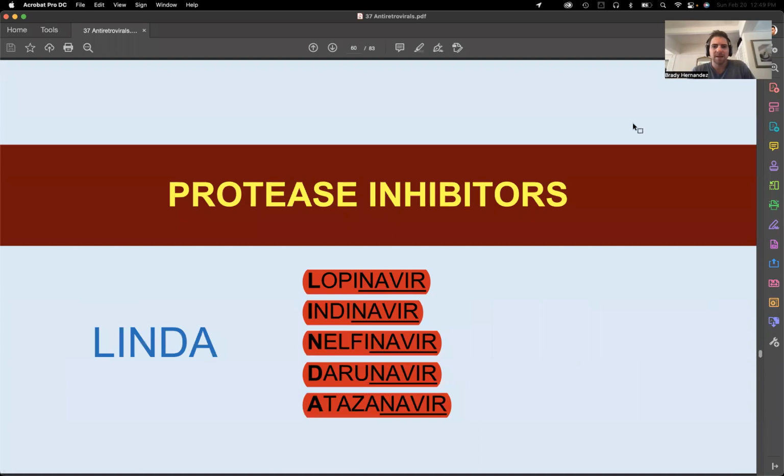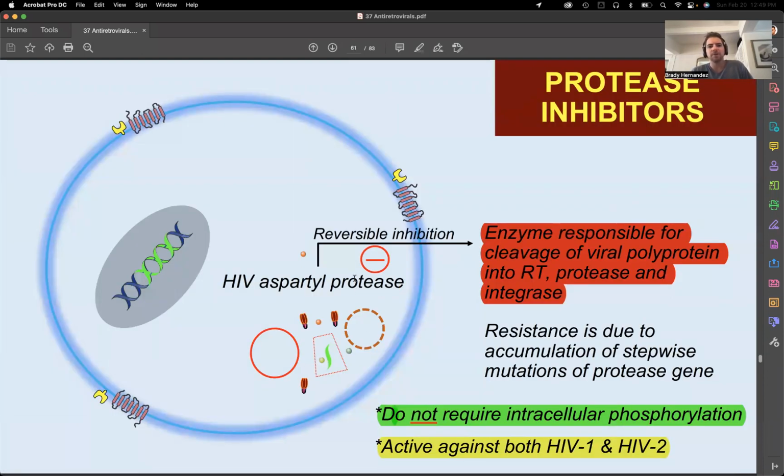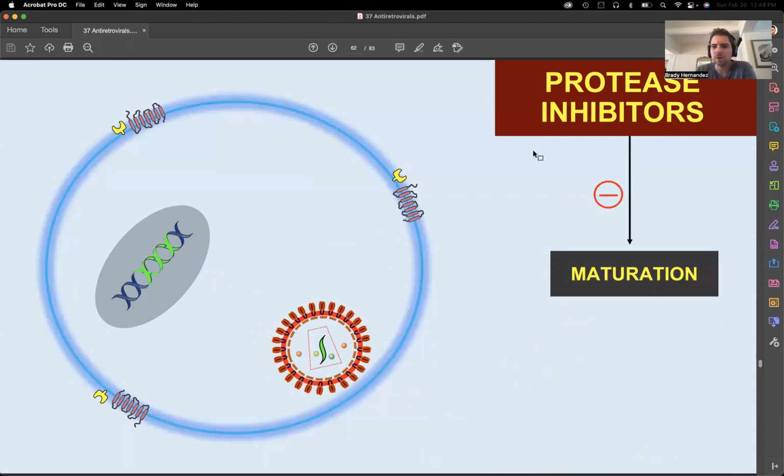Learning this stuff. Now the protease inhibitors, "Linda" is the way to remember that. Navir is how they end. So once the DNA is transcribed into proteins, this will help to prevent the polyprotein from being broken down. That does not require intracellular phosphorylation, okay? So if you inhibit this protease, you're not able to break these different components into their individual parts so they can assemble and then be released, okay? So it basically prevents maturation of these protein parts.